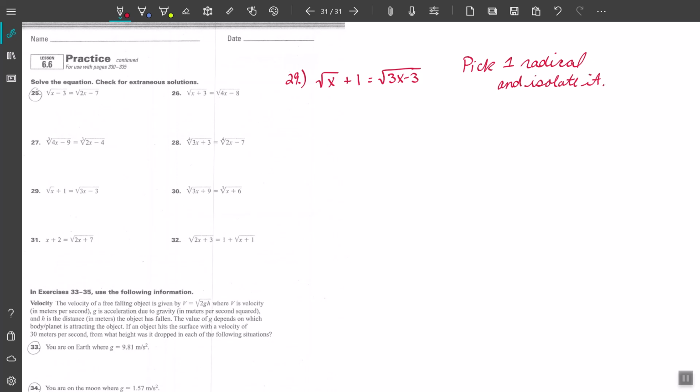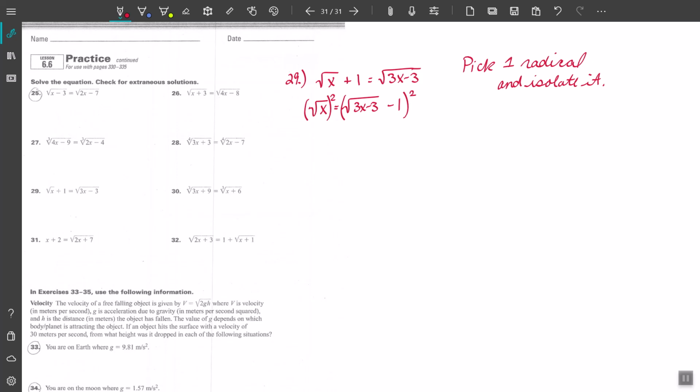Okay, so in this case, I'm going to pick that square root of x. It's a little bit easier maybe to deal with initially. Okay, so that will look like this. Now here's where we need to square both sides. I'm going to square this to get rid of the radical, but I also have to square this, and I have to square the entire side of the equation.